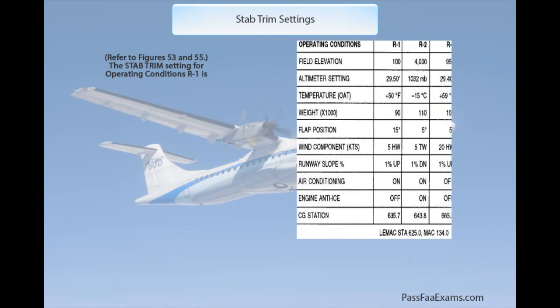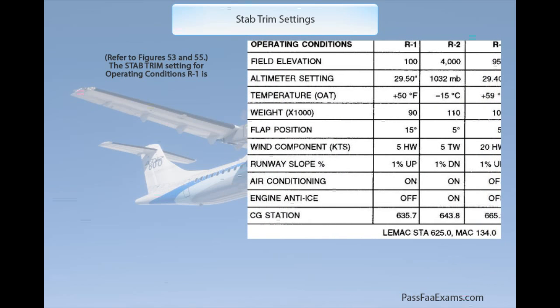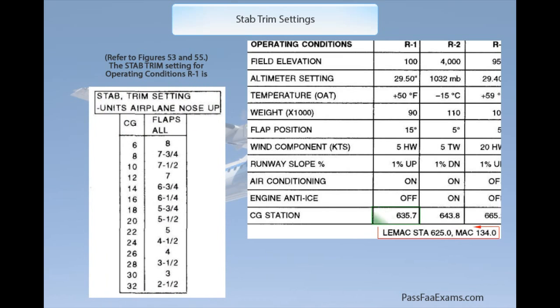So we take a peek at figure 53, and the numbers we're going to need out of here, 635.7, the CG station. The next number we're going to need is from the bottom, which is the same for all the conditions, which is LMAC, and that's 625, and finally the MAC of 134. The reason we're picking these numbers is because figure 55, although it shows CG on the left side, it's actually not the CG. That is the CG in percentage of MAC, not the CG itself.